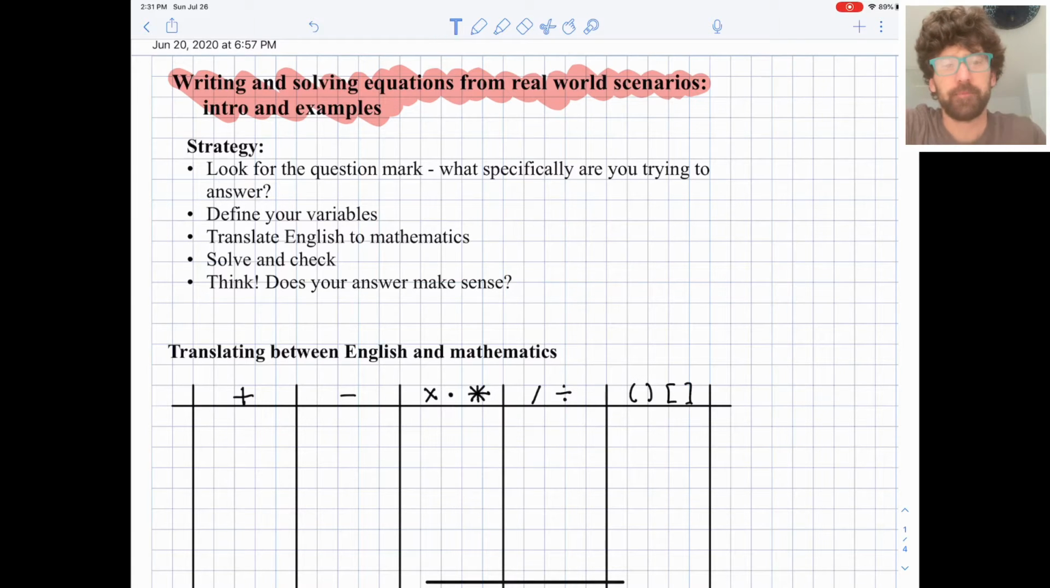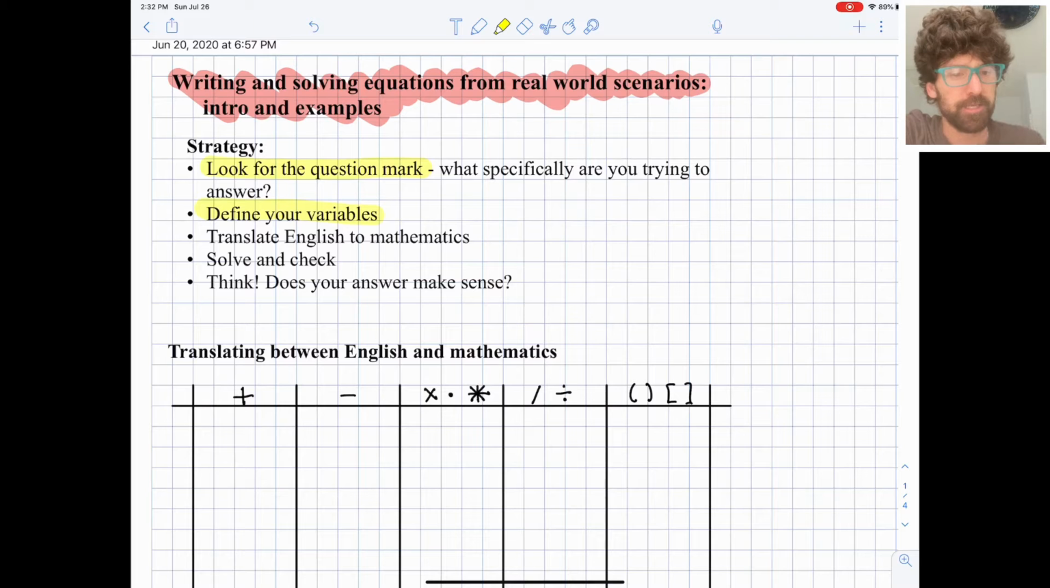And the first tip I have for you is my favorite, what I think is the most important. In any word problem you're dealing with, look for the question mark. What is it specifically that you're trying to answer? Often there's a lot of information given, and then there's a question that's being asked. So what is it that you want to know? What specifically are you trying to answer? And then that is going to be used to define your variables. Okay, and I'll model that for all the problems we're doing today.